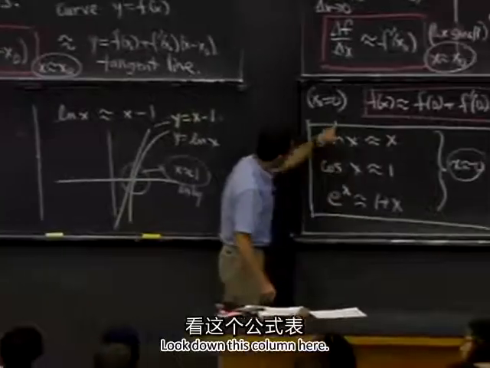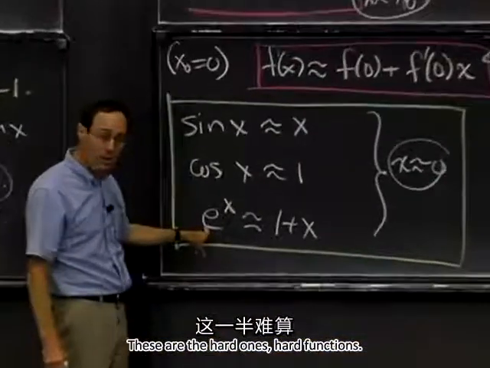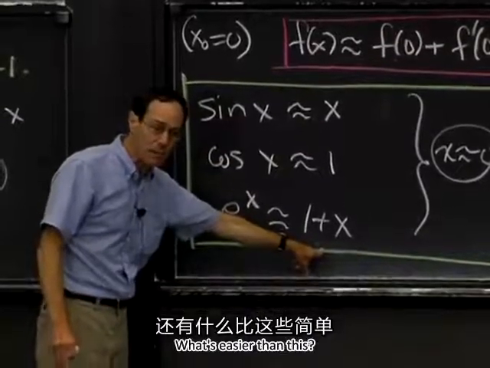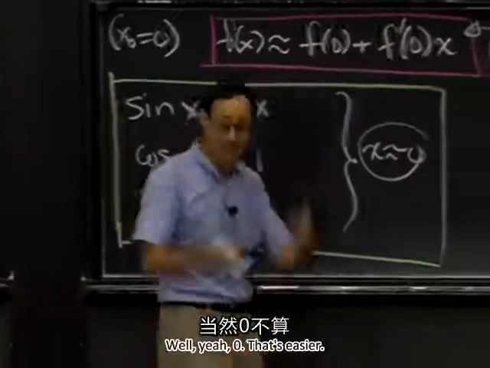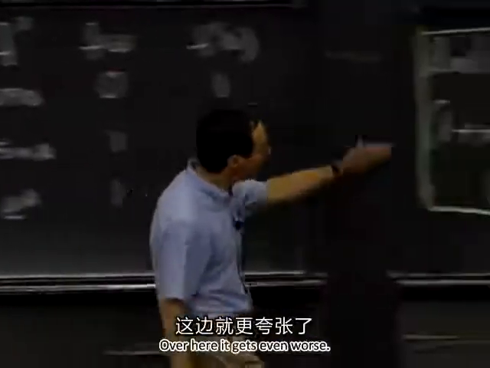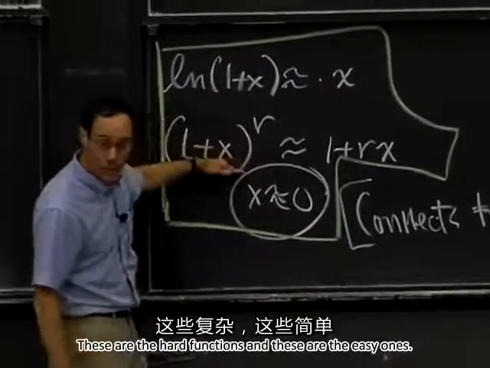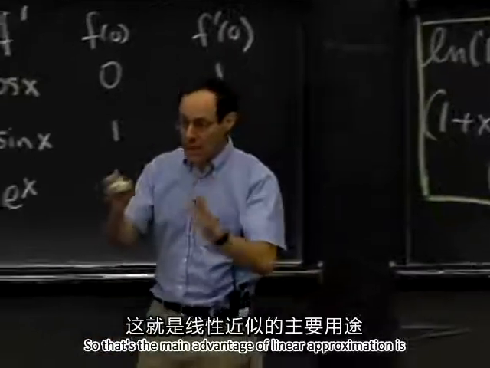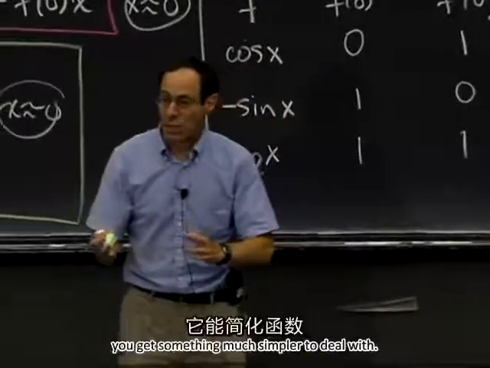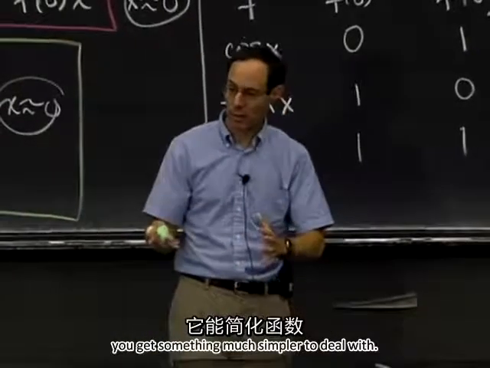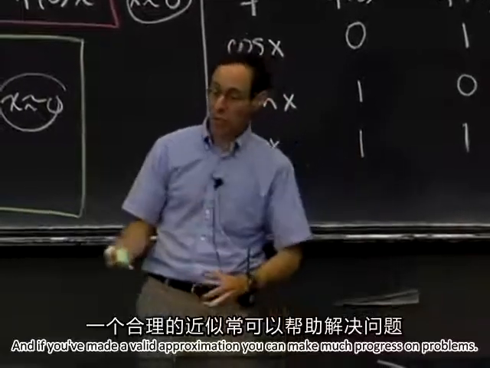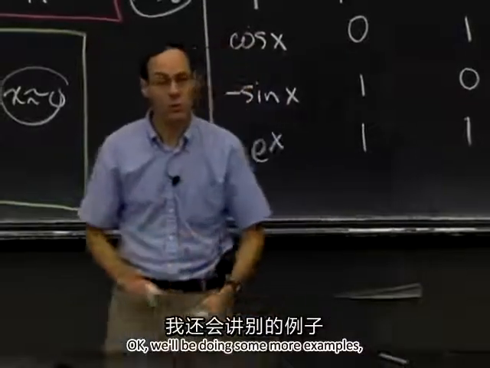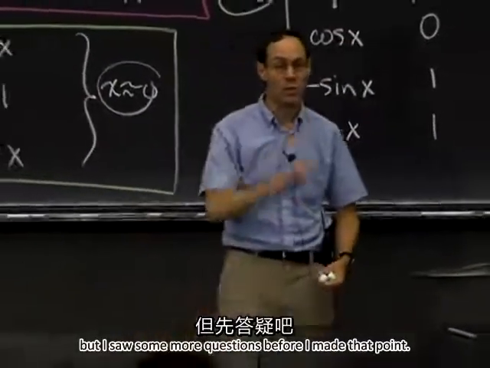Look down this column here. These are the hard functions. These are the easy functions. What's easier than this? Nothing. Well, 0, that's easier. But over here it gets even worse. These are the hard functions, and these are the easy ones. So that's the main advantage of linear approximation, is you get something much simpler to deal with. And if you've made a valid approximation, you can make much progress on problems. We'll be doing some more examples, but I saw some more questions before I made that point.